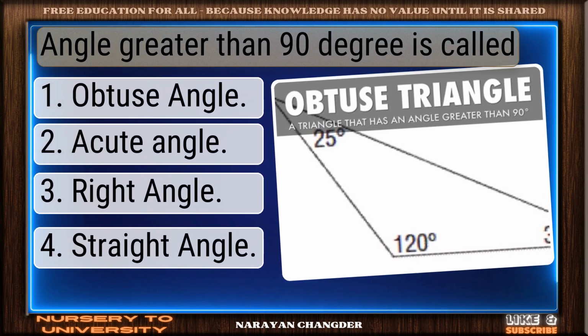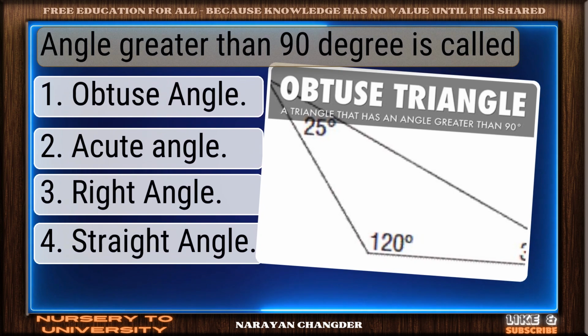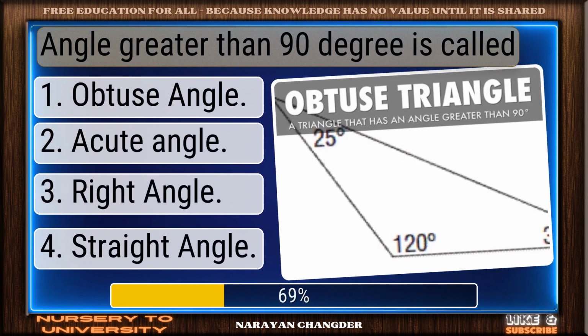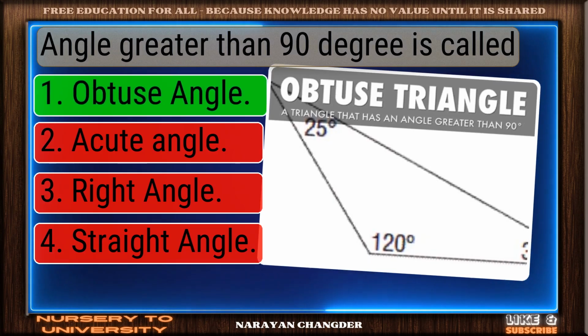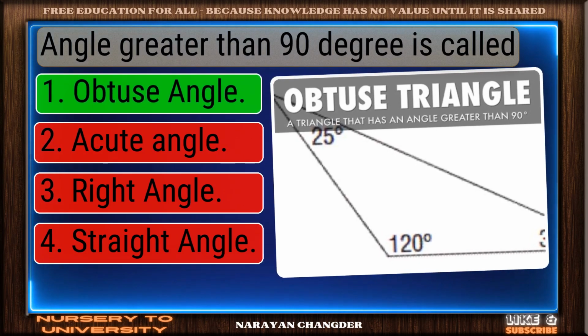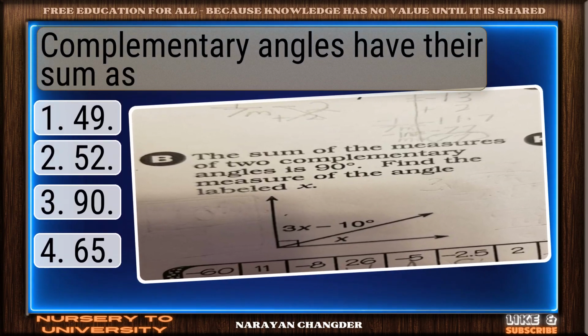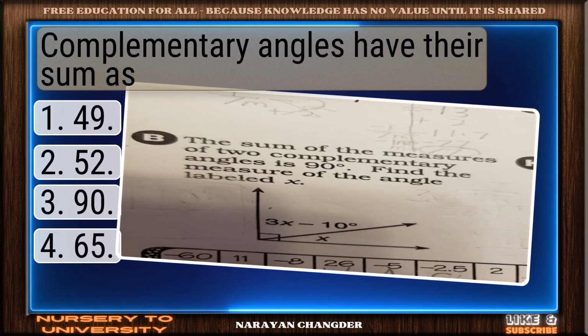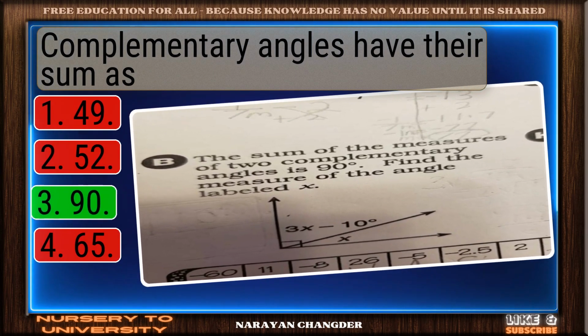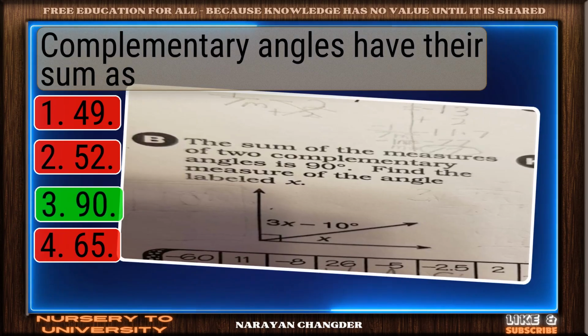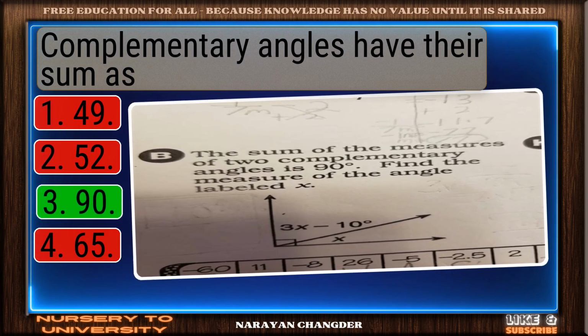Question number 247. Angle greater than 90 degrees is called? Good thinking. Obtuse angle is the right answer. Question number 248. Complementary angles have their sum as? Clear logic. Your choice, 90, is sound and 100% true.